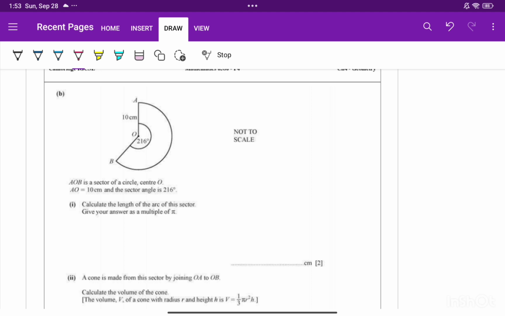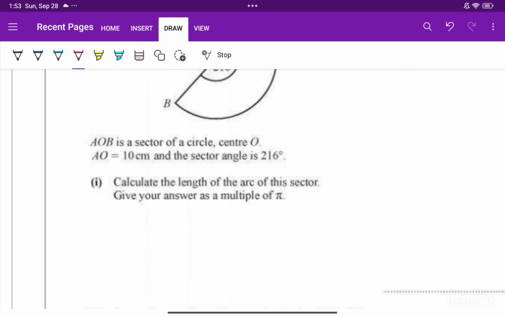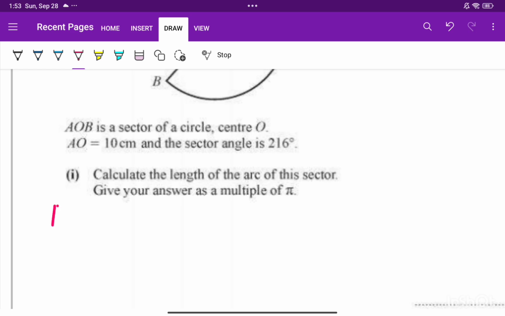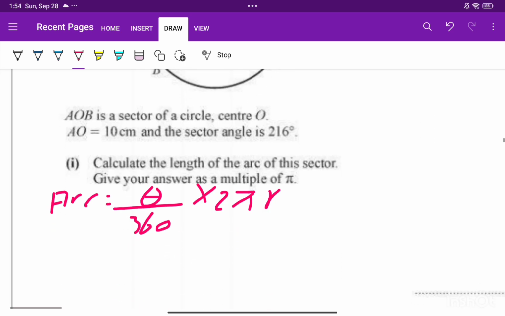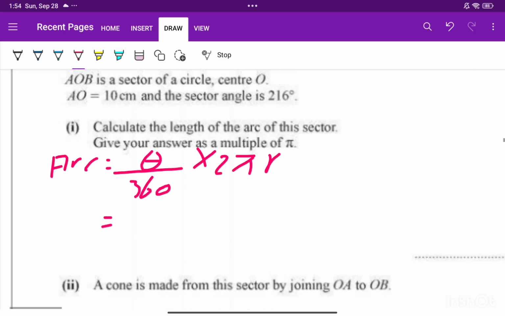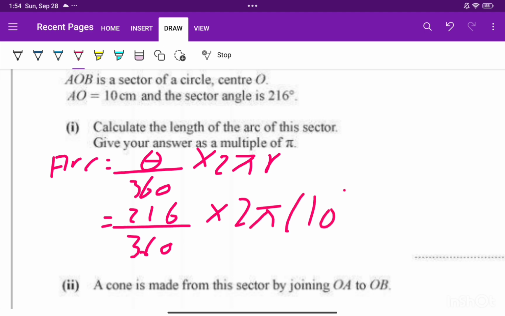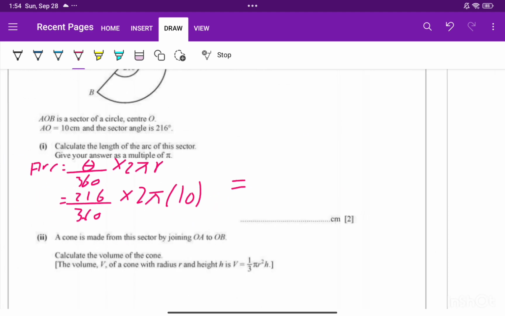AOB is a sector of circle, center O. AO is 10, sector angle is 216. Calculate the length of arc of this sector, give your answer as a multiple of pi. Okay, so arc formula is angle upon 360 multiplied by 2 pi r. AO and the angle are given to us, so this is a straightforward question. 216 divided by 360 multiplied by 2 pi 10. So let's do this in calculator. Our answer will be 12 pi.